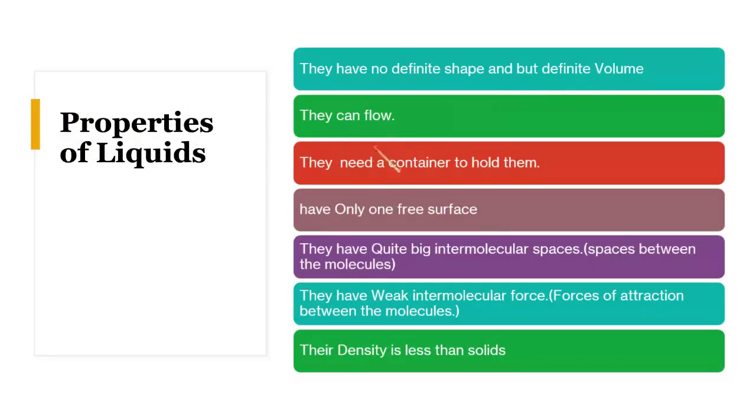They can flow. They need a container to hold them. They have only one free surface. They have quite big intermolecular spaces. Intermolecular spaces are the spaces between the molecules. They have weak intermolecular forces. Intermolecular forces are weaker compared to solids. The density is less than solids.